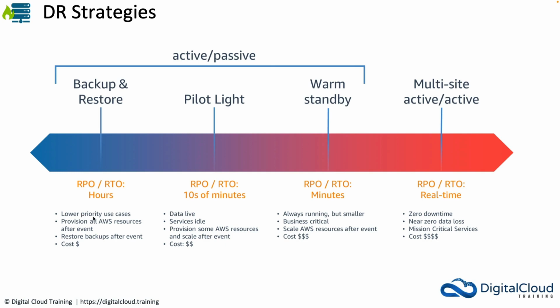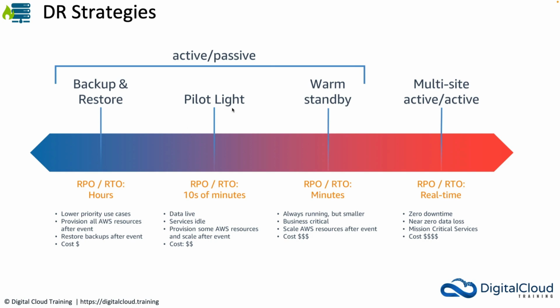And this would be for lower priority use cases. Okay, so you're not going to get the best RPO and RTO. It's going to take time to recover. You could lose data. It's going to be cheap. So you wouldn't do this for critical data, critical systems. And in this case, what's happening is you're taking backups and then you're restoring from backup after a disaster recovery event.